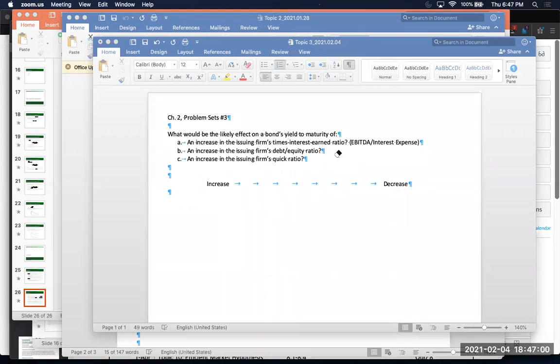C, an increase in the issuing firm's quick ratio. So the quick ratio, let's see, is that current assets over current liabilities? Yeah. Decreases, in theory. It's a sign that their balance sheet is a little bit healthier.